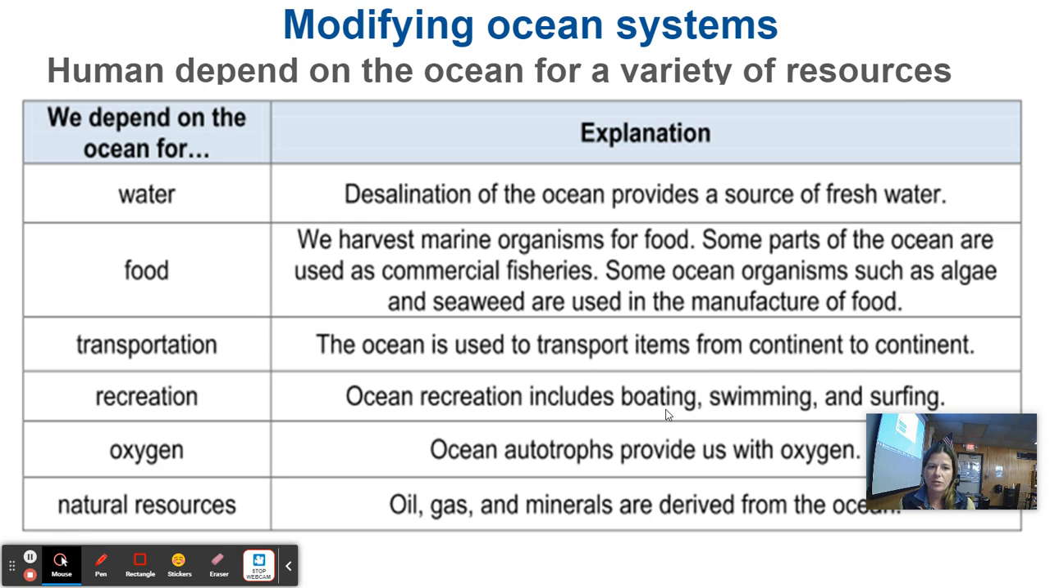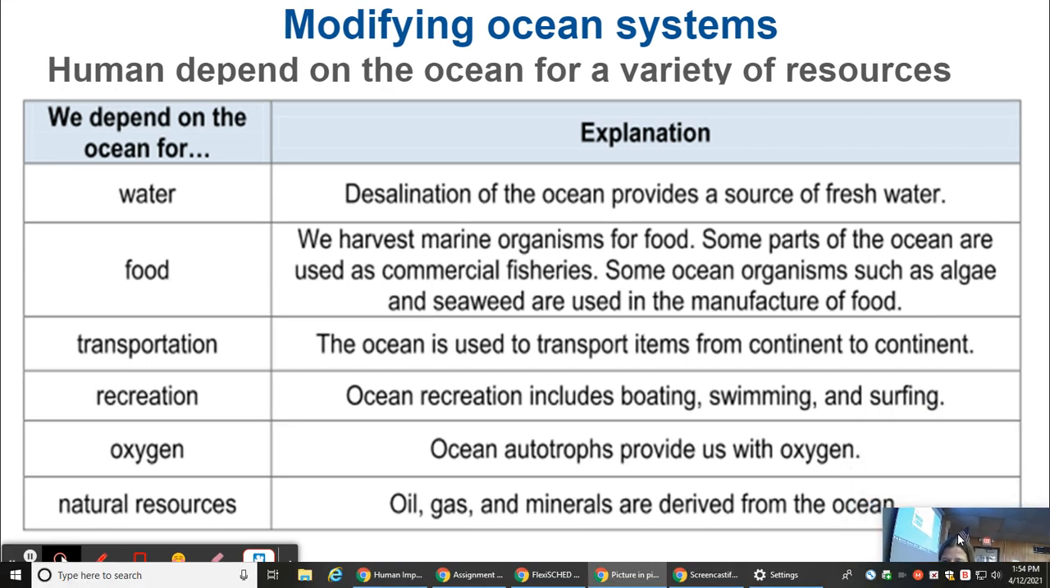We depend on the ocean for transportation. The ocean is used to transport items from continent to continent. We depend on the ocean for recreation. Ocean recreation includes boating, swimming, and surfing. We depend on the ocean for oxygen. Ocean autotrophs provide us with oxygen. We depend on the ocean for natural resources. Oil, gas, and minerals are derived from the ocean.